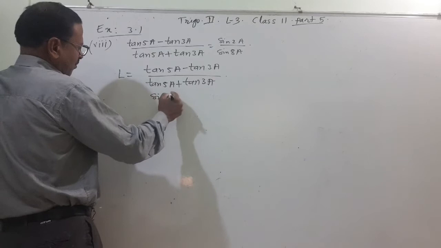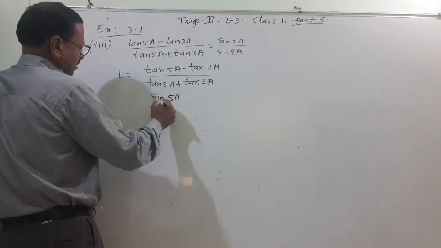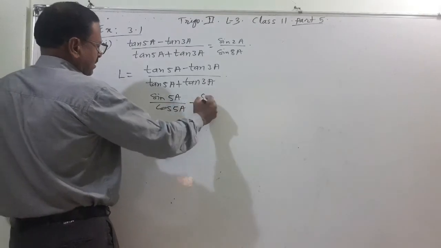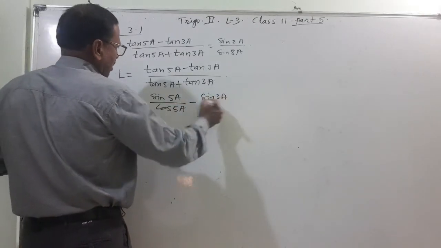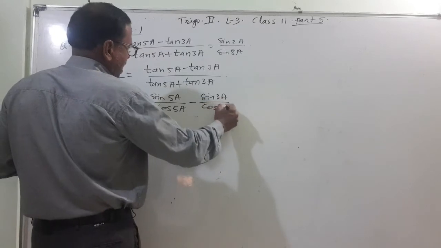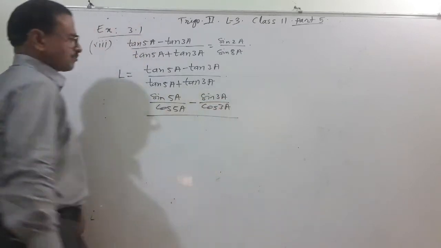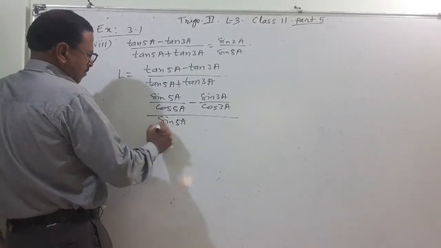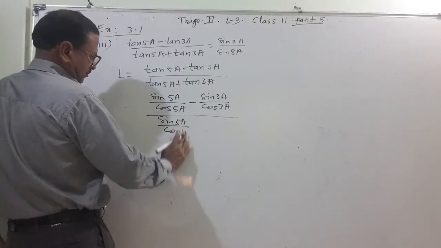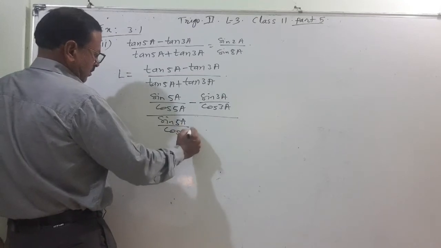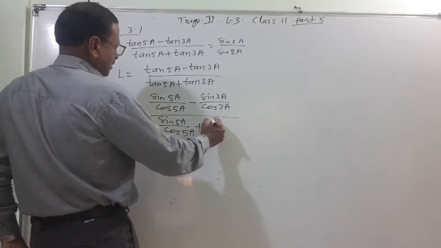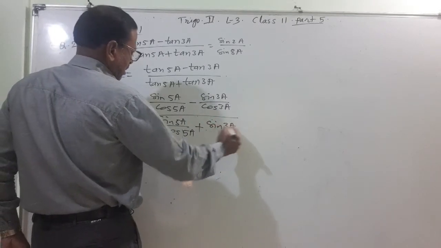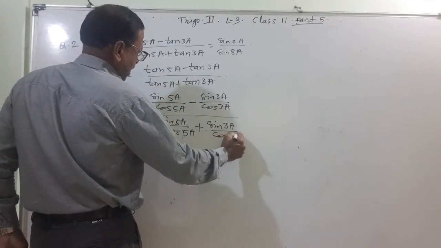Sine of 5A upon cos of 5A minus sine of 3A upon cos of 3A, upon this also sine of 5A upon cos of 5A plus sine of 3A upon cos of 3A.